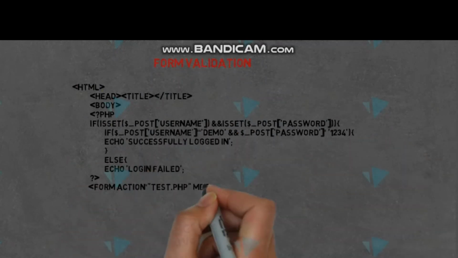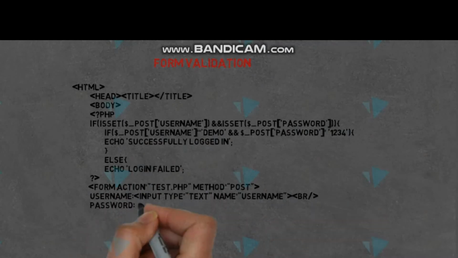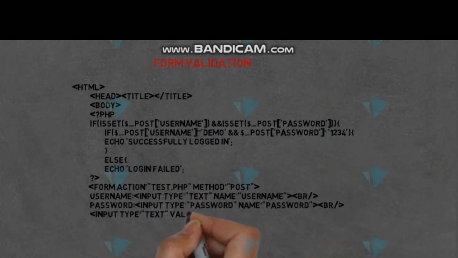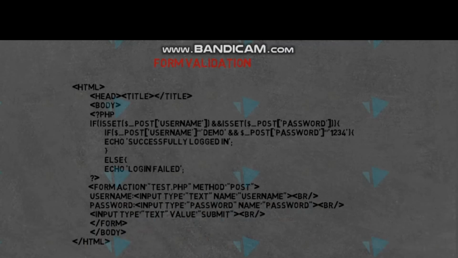First of all, we have to write HTML code. For writing HTML code, the starting tag is html open, the end is html closed. In HTML, there are two major tags, the head tag and then the body tag. Inside the head tag, the title tag is used. After that, the body tag. Inside the body tag, I am writing PHP code as well as creating one form.